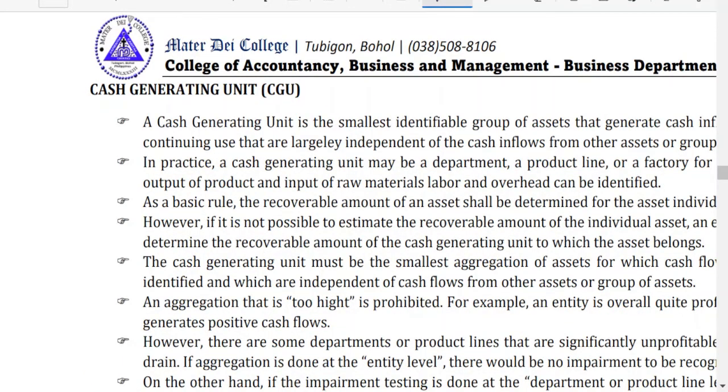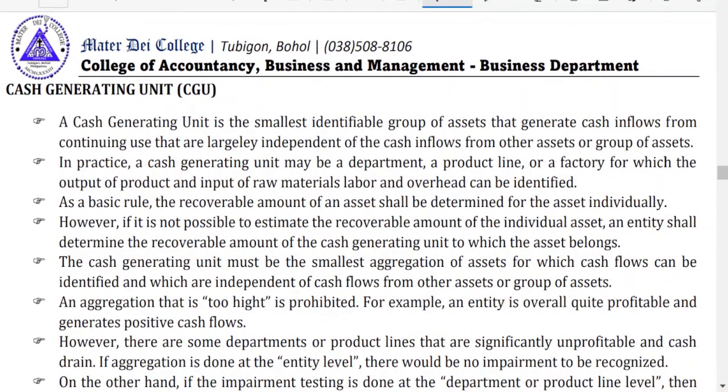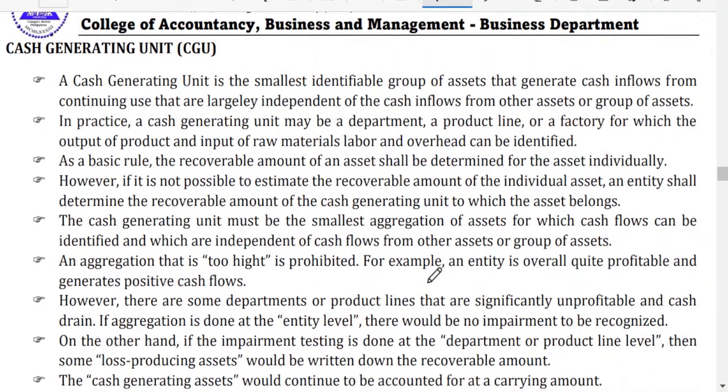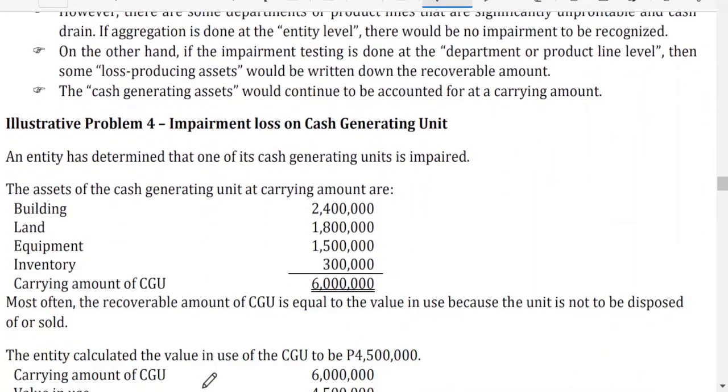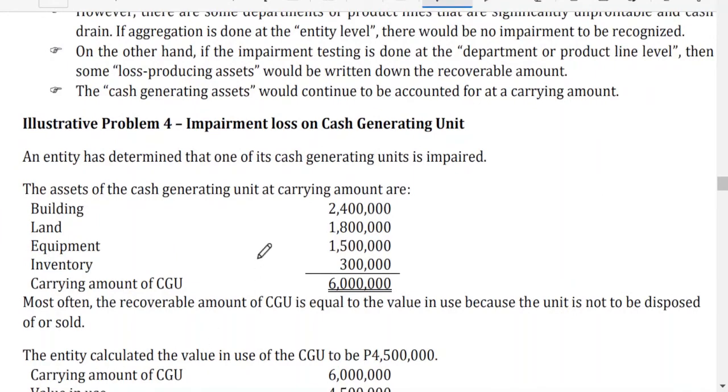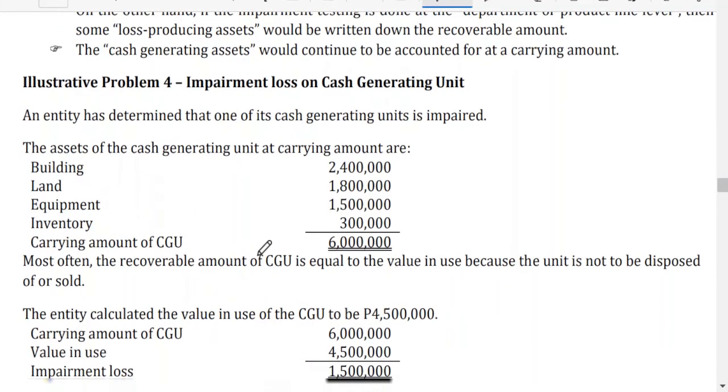However, if it is not possible to estimate the recoverable amount of the individual asset, the entity shall determine the recoverable amount of the cash generating unit to which the asset belongs. The cash generating unit must be the smallest aggregation of assets for which cash flows can be identified and which are independent of cash flows from other assets or group of assets. Okay? Now let's go to an illustration relating to the impairment of a cash generating unit.